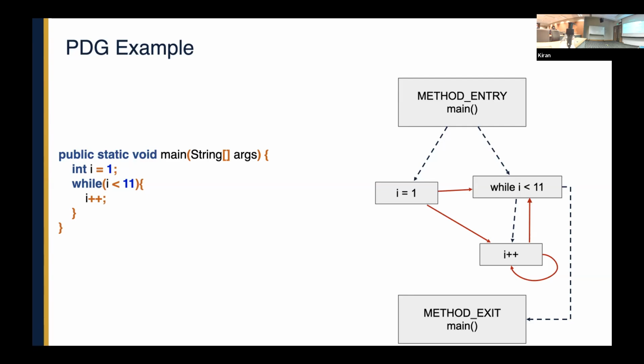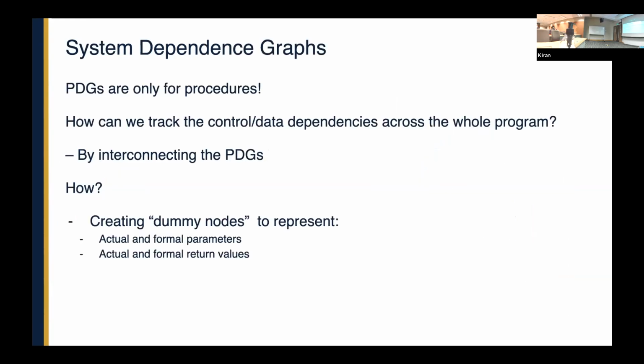Program dependence graphs are only at method level. So they only tell you facts in terms of data and control dependencies for one method. That's not enough for you to do a whole analysis of the system. That's why we have system dependence graphs. Because, for example, let's say you want to track data flow that's spanning across multiple methods, you need to have information about multiple program dependence graphs.